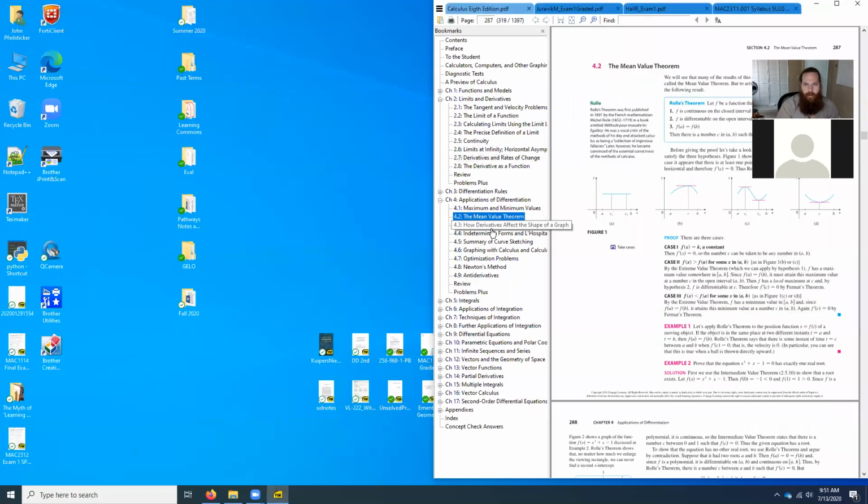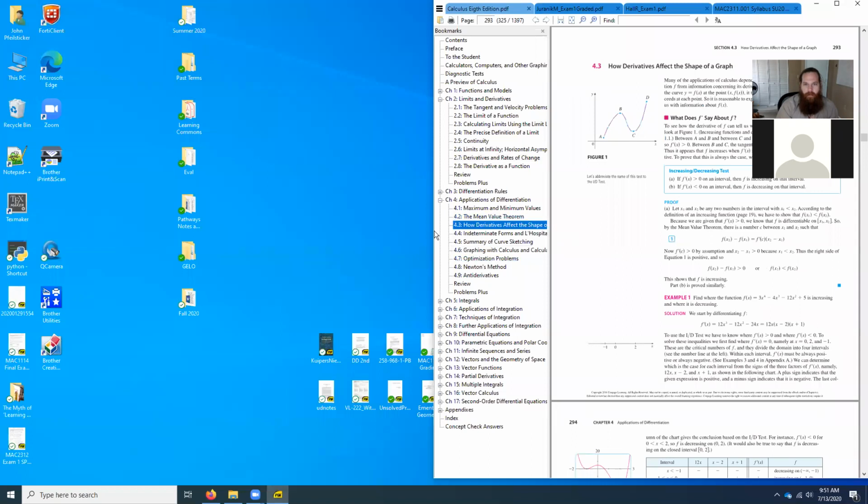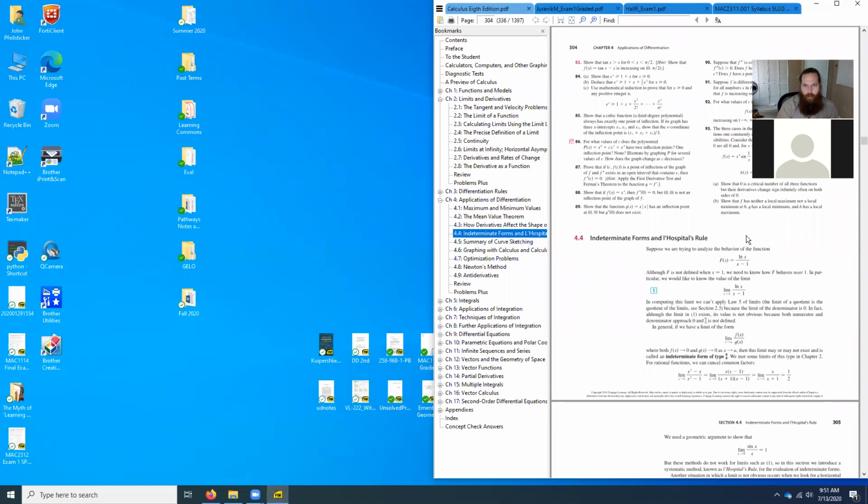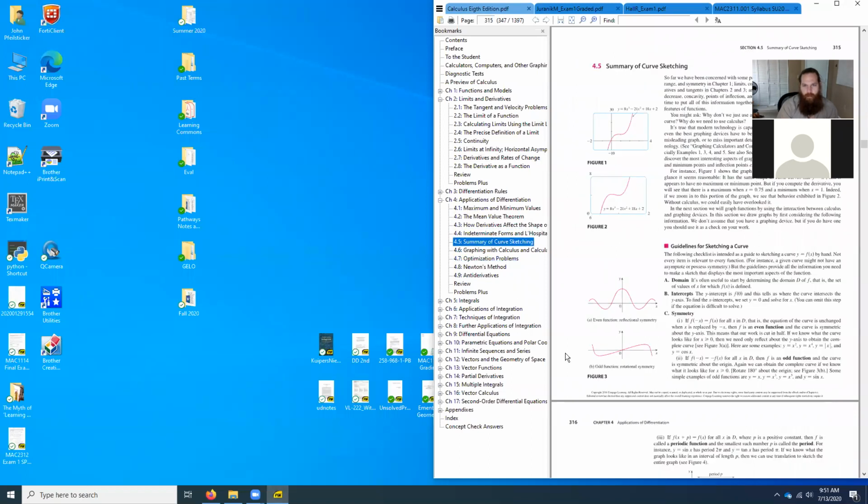Your book presents these things in a slightly different order than I intend to present them. So we're going to look first at the mean value theorem, then we're going to look at some curve sketching stuff, then we're going to look at L'Hopital's rule, and then we're going to come back to a little bit more curve sketching. So I'll show you here what I mean. The book breaks this up. So you've got MVT, mean value theorem, and then this 4.3 section is really a curve sketching section, and then the section on L'Hopital's rule, and then they come back to talk more about curve sketching. So that's what we're doing this week. We're covering these three sections.